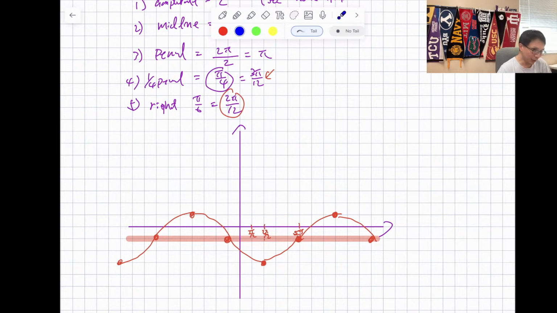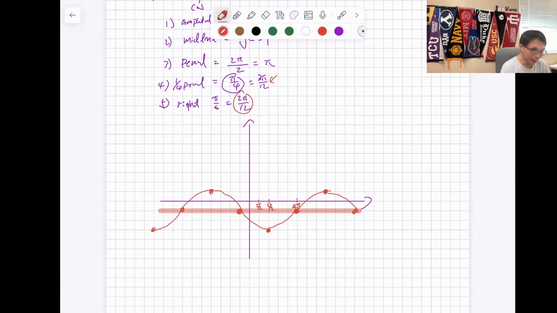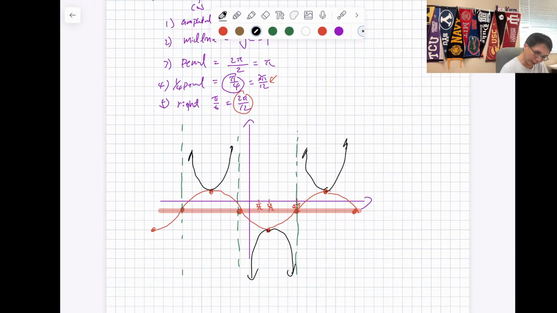So now we're going to graph secant. When the cosine graph hits the midline, it's going to create an asymptote, and there you go. That's your asymptote. And the black graph is the secant graph, not the red graph. The red graph is used as a reference to graph the black graph.